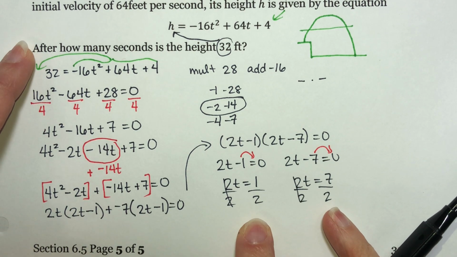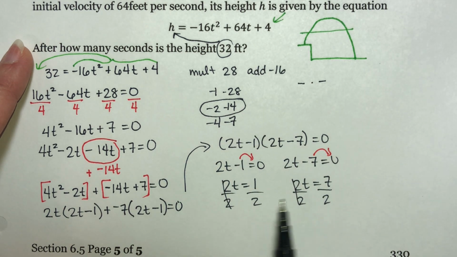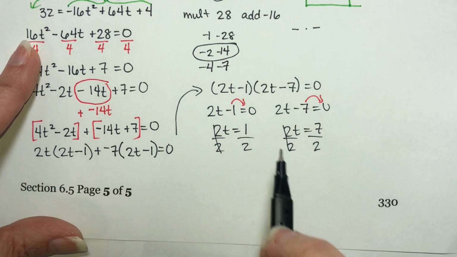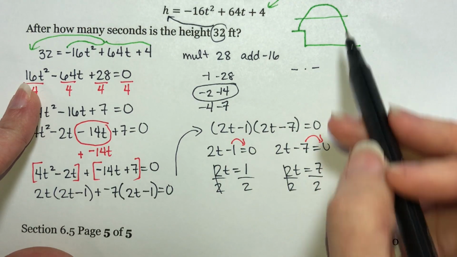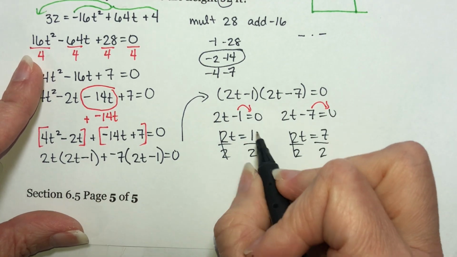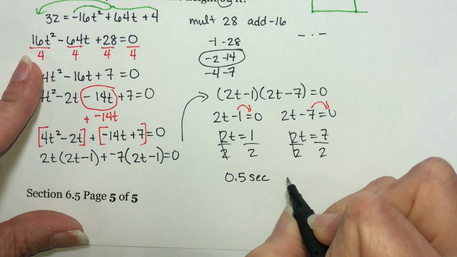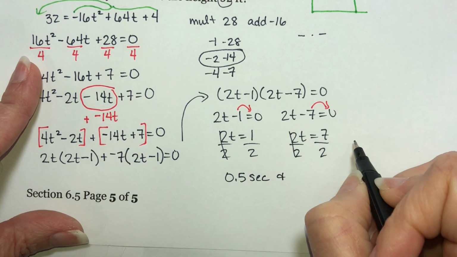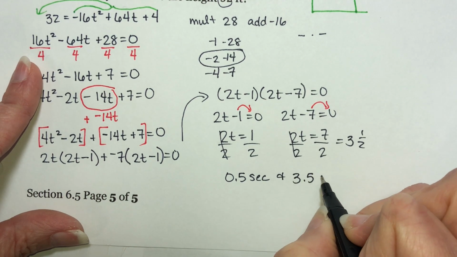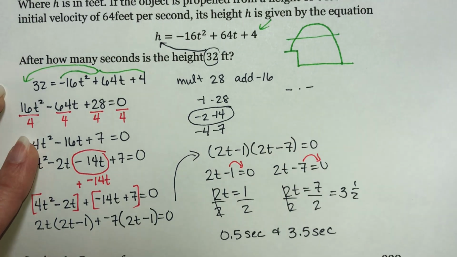What's the answer to the problem? After how many seconds is the height 32 feet? Well, these are both positive numbers, right? So they both could make sense. The ball is 32 feet off the ground after 1/2 second, or 0.5 seconds. And that's going to be 3.5, so 3.5 seconds. Both of these make sense if this is the basic idea of what we're doing.